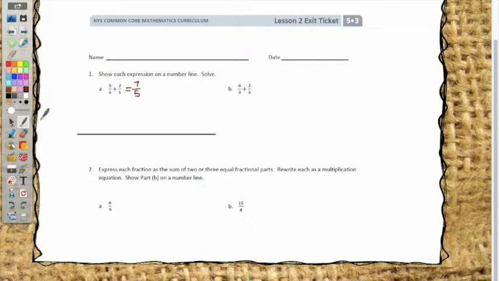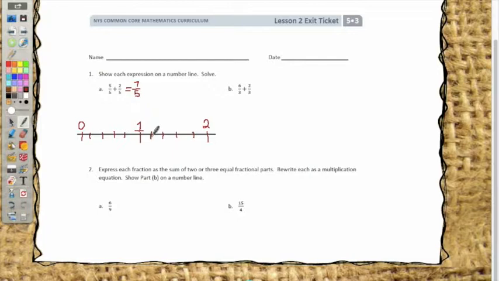And 7/5, is that more or less than 1 whole? More. Is it more than 2? No. What would 2 be? 10/5, okay? So we have 0 and 2, and 1 in the middle. What is your denominator? 5. Okay, so you'll need 4 tick marks.